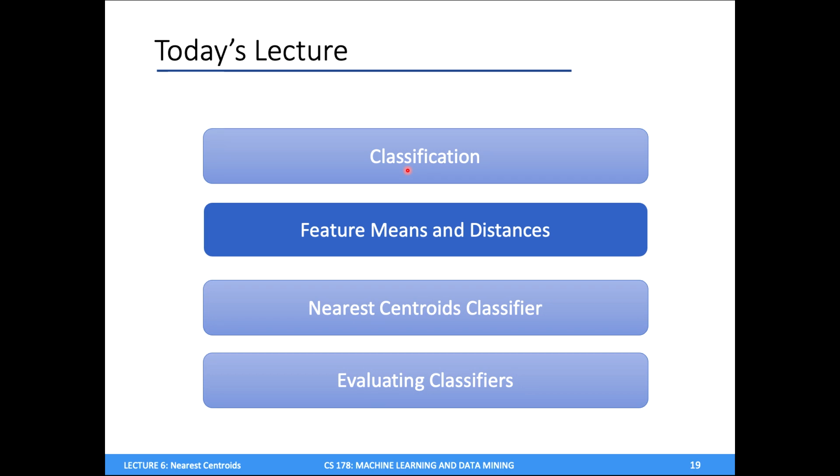Okay. So before we see our first classification model, this nearest centroids classifier, we've got to go over some details on how you compute feature means and how you can compute distances between feature vectors.